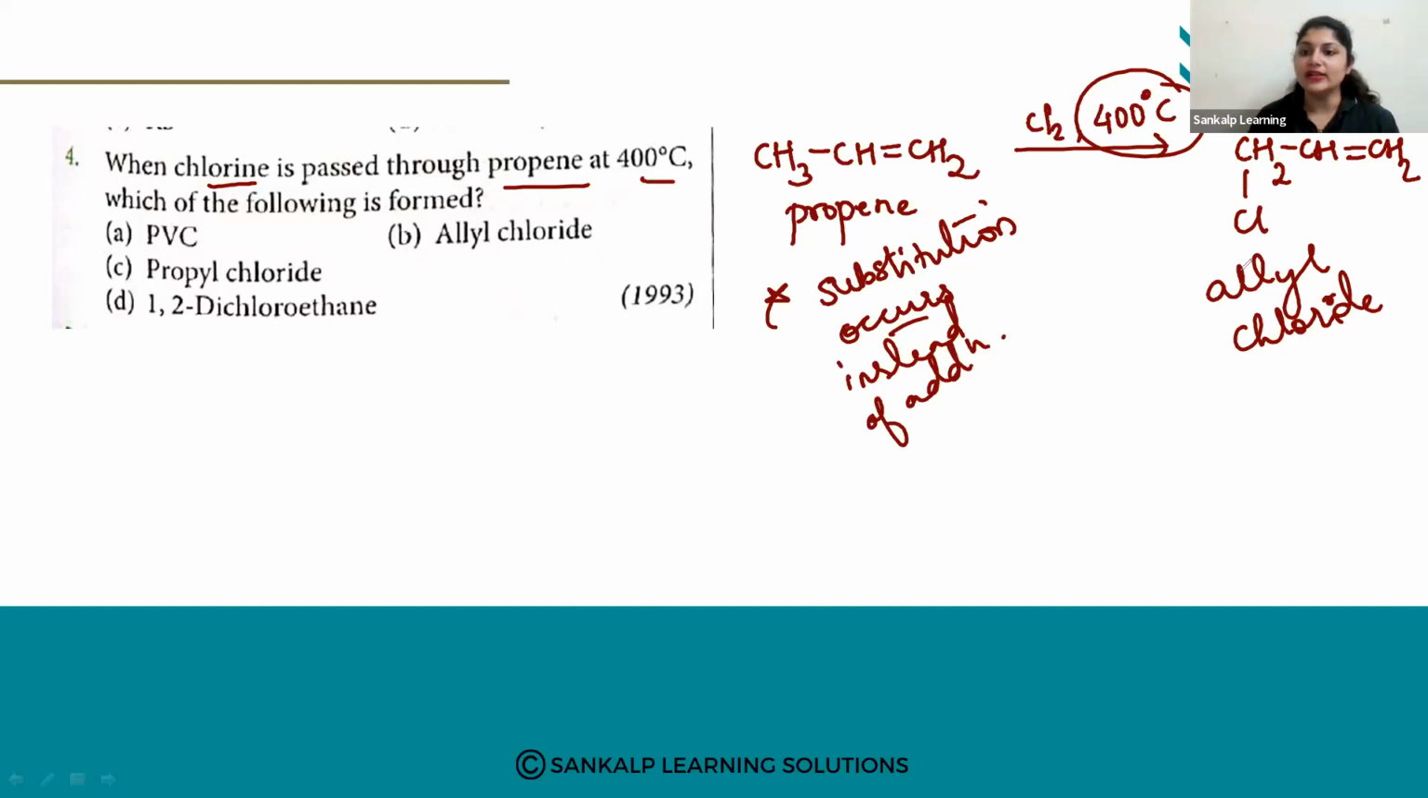So what is allyl chloride? The halogen atom is attached to a carbon which is next to a carbon-carbon double bond. So this is an allyl chloride. B, so the answer is B.